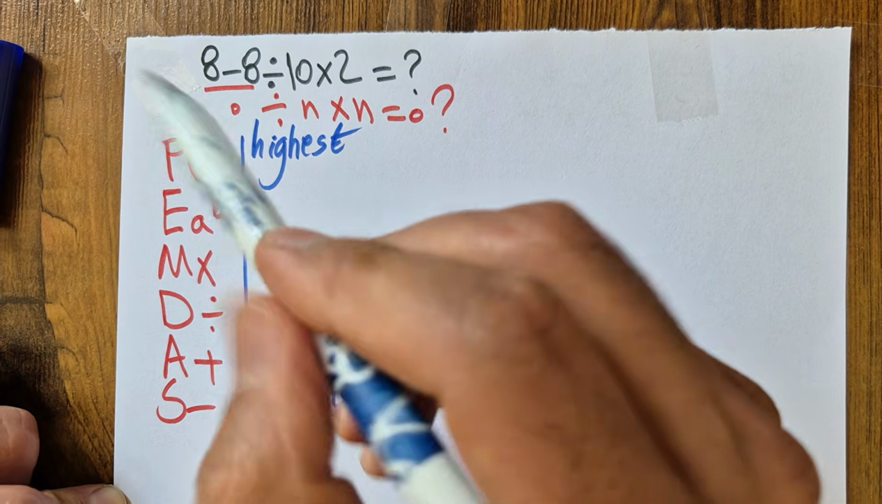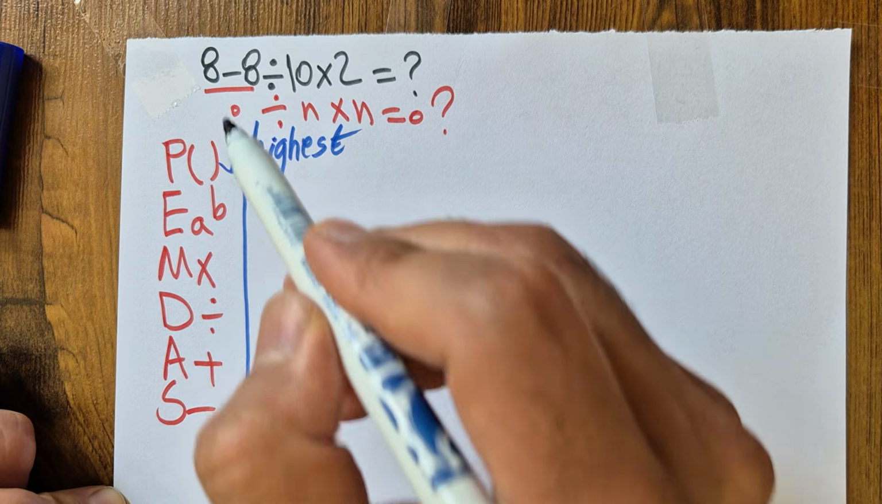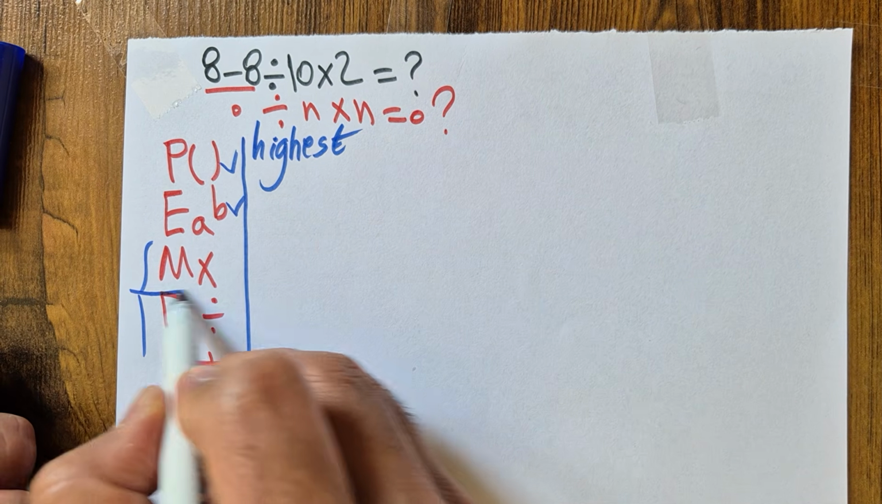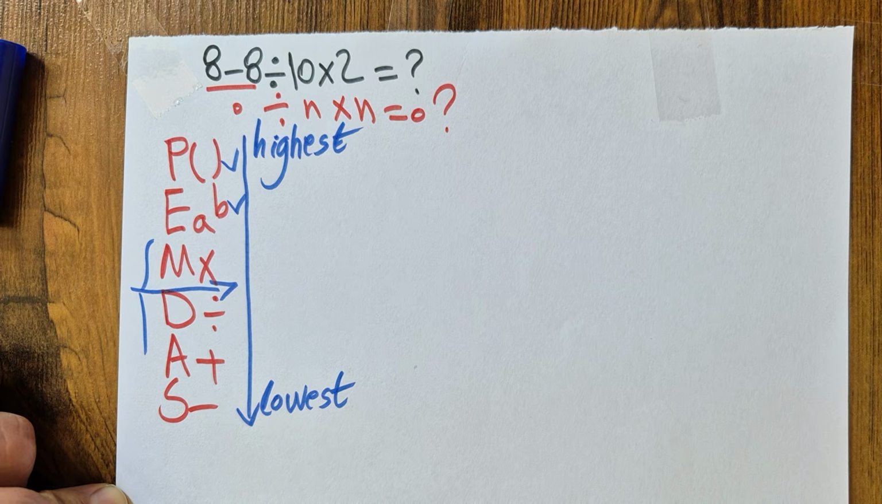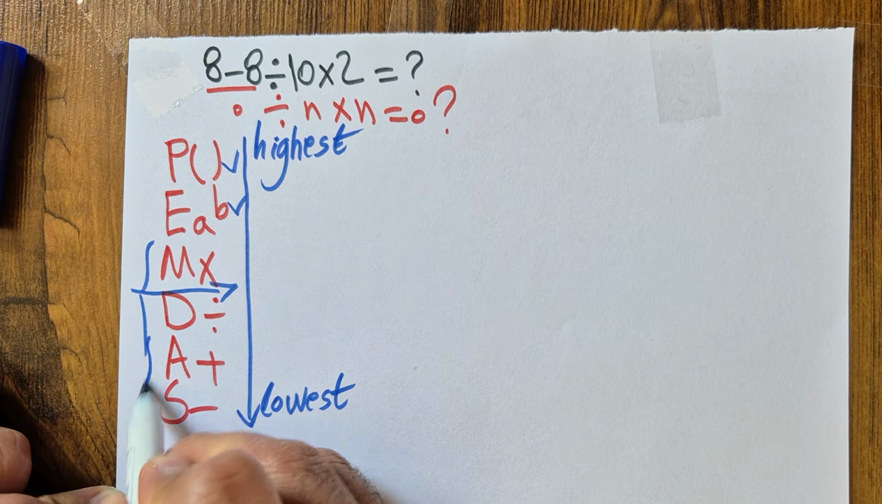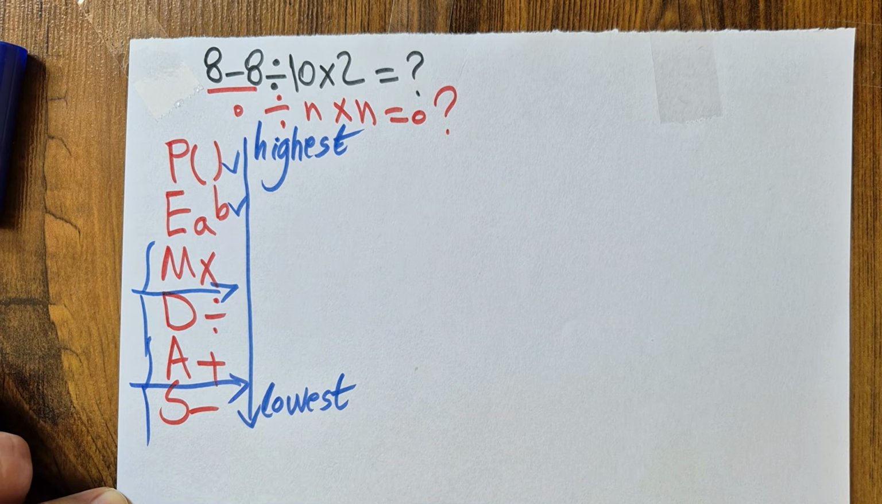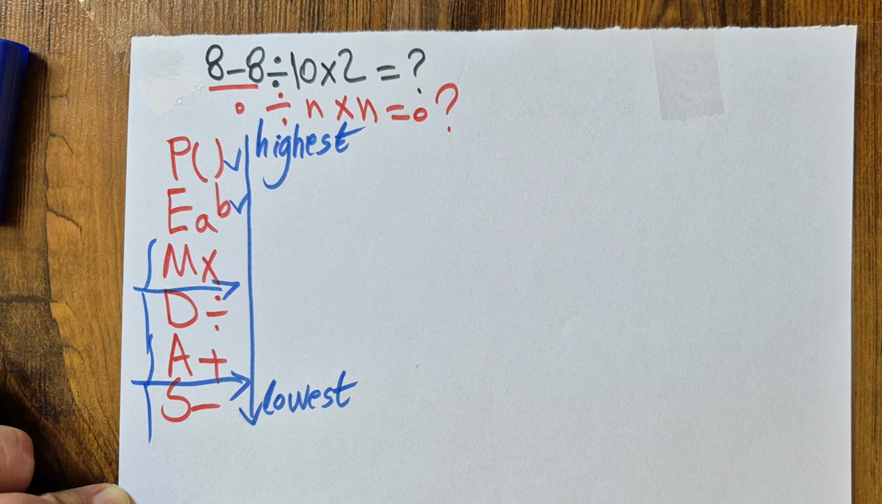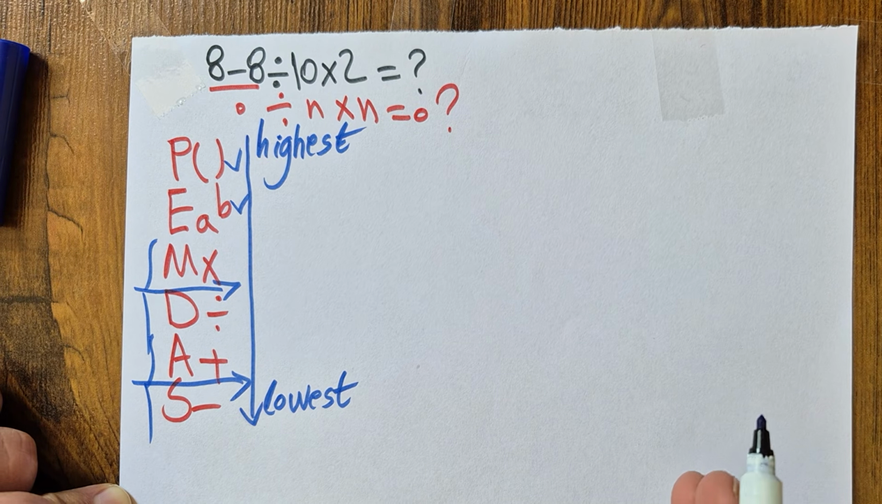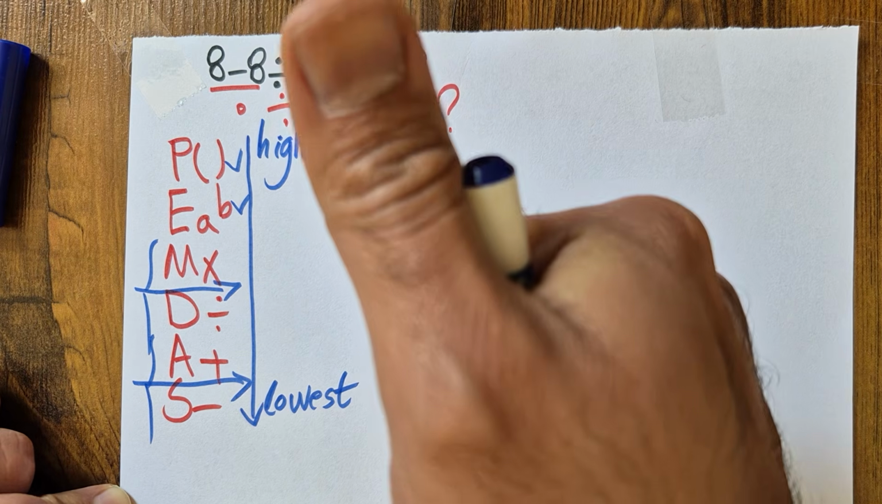PEMDAS means that you must go for parentheses at first, then go for exponents, then go for multiplication and division from left to right. They have the same priority and precedence. MD or DM doesn't matter. And finally, go for addition and subtraction. So for God's sake, learn PEMDAS once and for all. Never be lost. Learn PEMDAS.